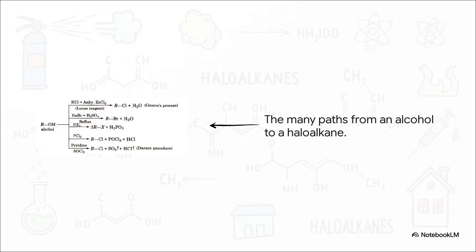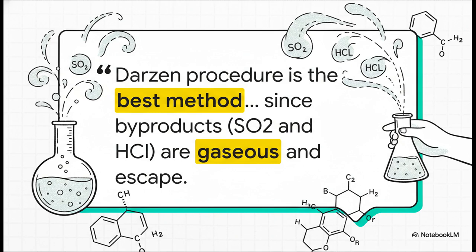Whoa, okay, I know this flowchart looks like a lot, but don't get overwhelmed. It just shows a bunch of different ways you can turn an alcohol into a haloalkane. But let's just zoom in on one of the most clever methods here. See that one down at the bottom? There's a very good reason chemists absolutely love this particular reaction. And here's why it's so brilliant.